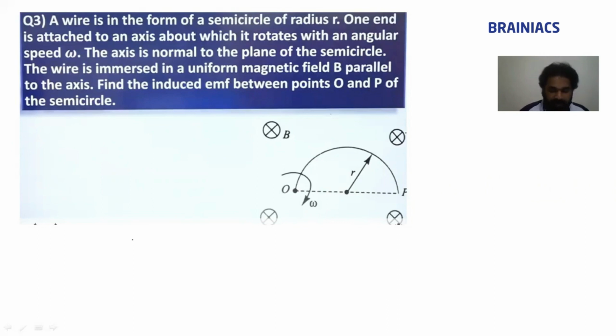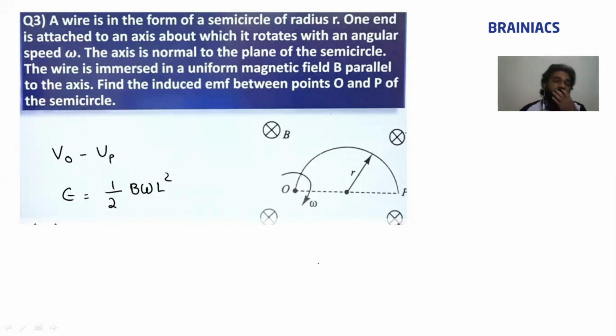So find the induced EMF between O and P. They are asking for VO minus VP. So here EMF is what? Half B omega L square. Which L should we take here? We should take the semicircle length or just the diameter.